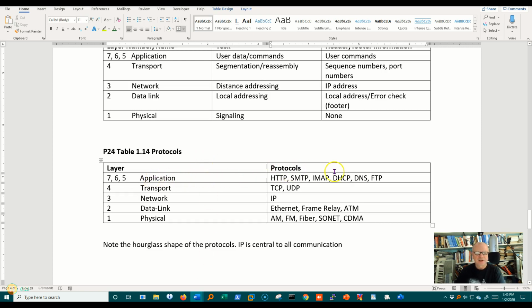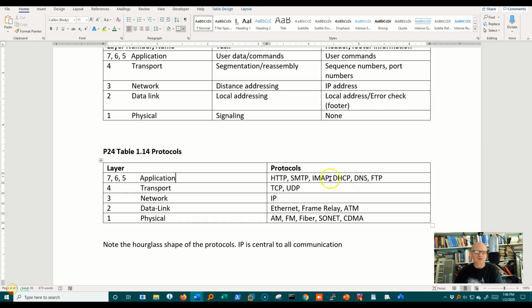At the application layer, you find protocols like HTTP, SMTP, IMAP, DHCP, DNS, FTP. I want you to notice one thing about this. Notice it's called the application layer, but these are not applications like Microsoft Word or Thunderbird email. These are the protocols used by applications.